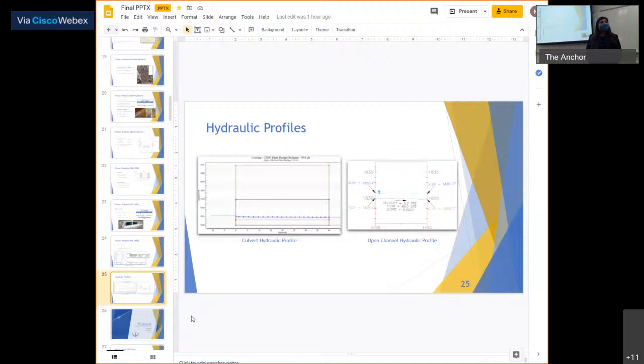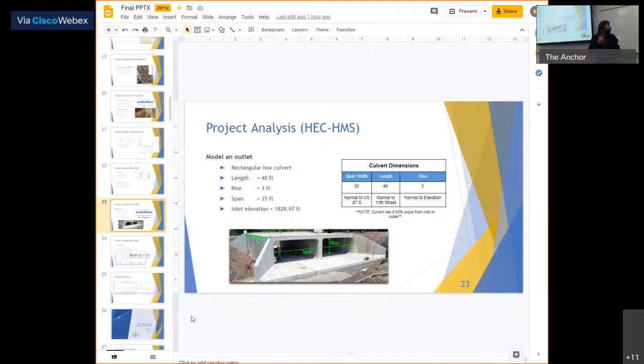Could you clarify the proposed slope of the culvert? The question is, could I clarify the proposed slope of the culvert? I don't know that off the top of my head, Jake. Zero. The slope is zero. Any follow-up questions?